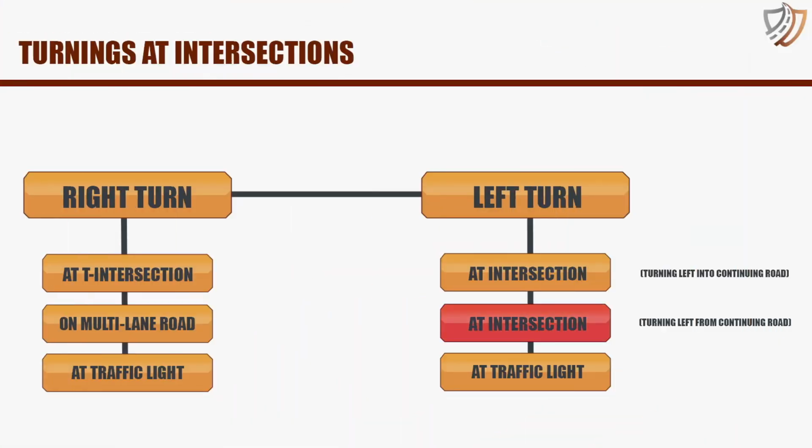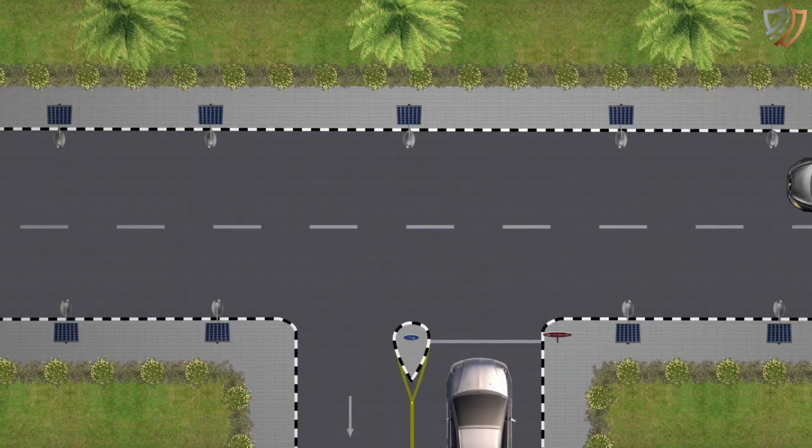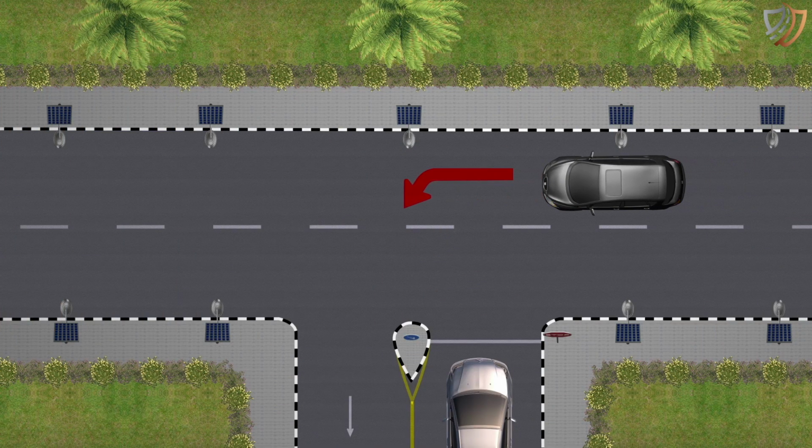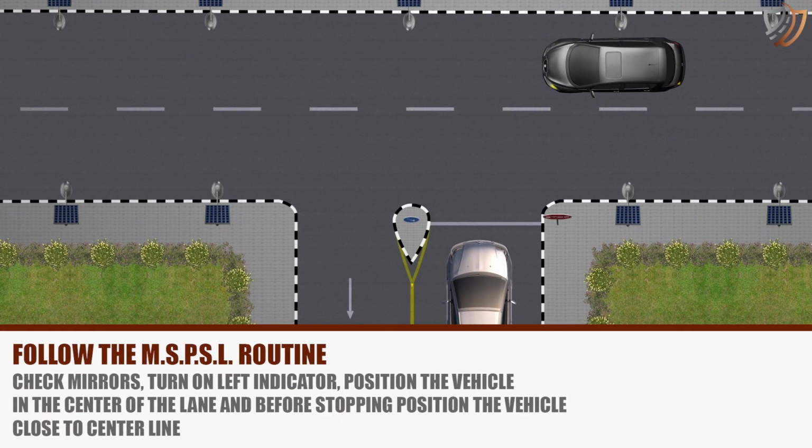Turning left from continuing road. To make a left turn from continuing road to a side road, plan early and locate the turn. While approaching, follow the MSPSL routine. Check mirrors, turn on left indicator. Position the vehicle in the center of the lane, and before stopping, position the vehicle close to center line.